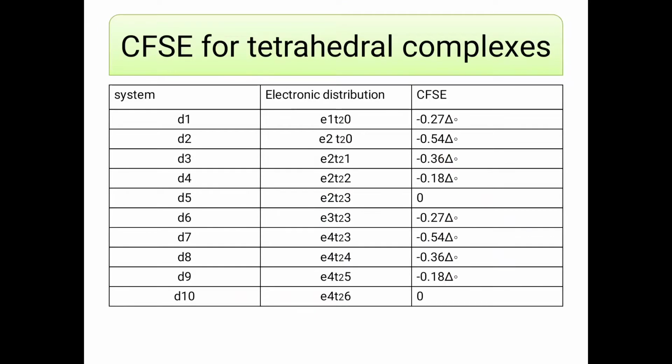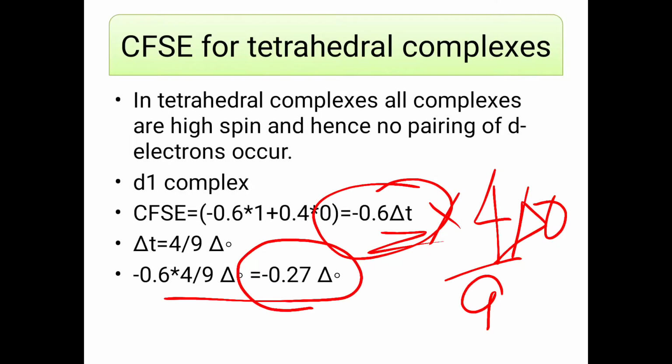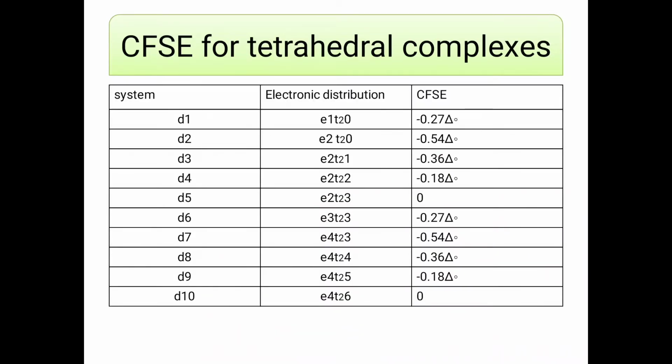So here I have solved all the CFSE for tetrahedral complexes right from D1 to D10 configuration. Always remember, for tetrahedral, first you need to find for delta T. If in the question it is asked in terms of delta T, remain there. But if they ask to move to delta O, then you need to multiply by 4 upon 9 delta O. So this is the way I have solved it.